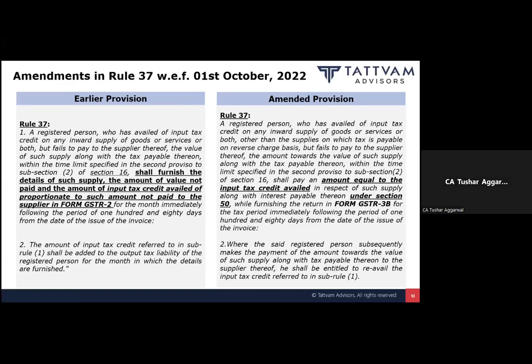Since the entire mechanism for the reversal in 3B is given effective from October 2022 only, for the prior period there should not be any demand in the absence of the GSTR 2 format, and hence Rule 37 is not applicable. So that's the possible argument which many players are taking to fight this case. So that is one argument.